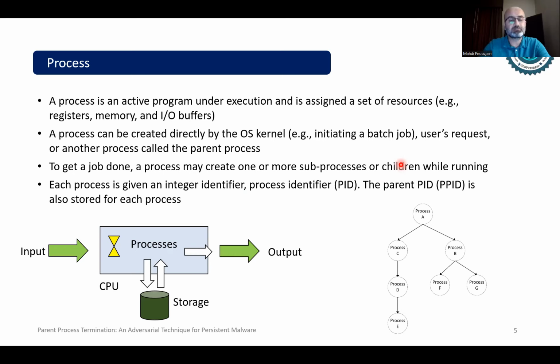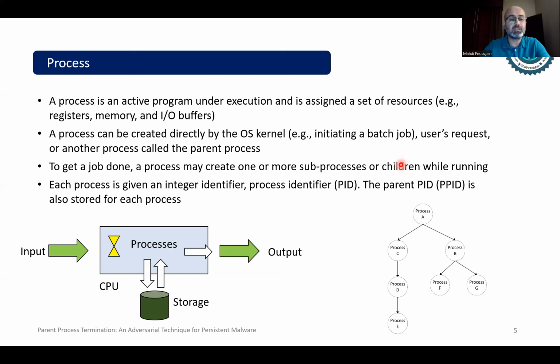What is a process? A process is an active program under execution and is assigned a set of resources like registers, memory, I/O buffers, etc. A process can be created in the OS kernel automatically by system files or by any application run by a user. For example, when you run an application on your computer, such as browsing the internet, that application makes one or several processes in the kernel to perform that application's requirements.